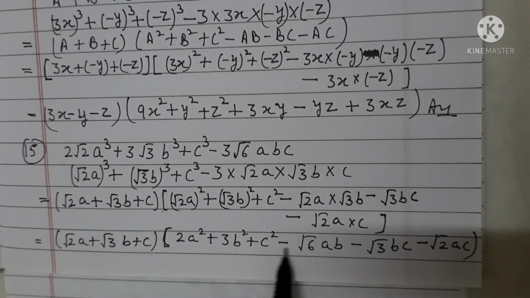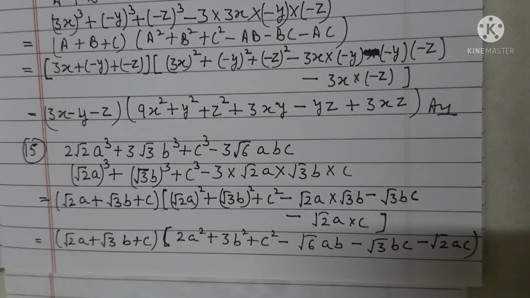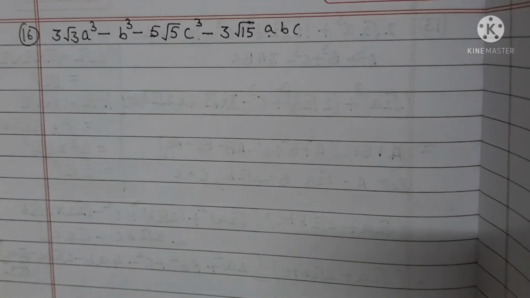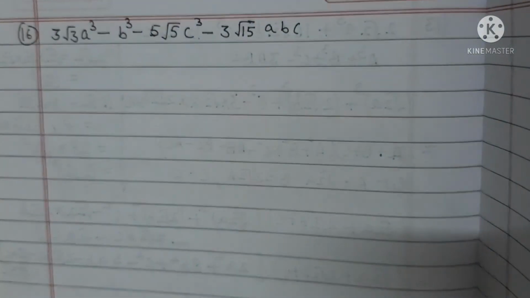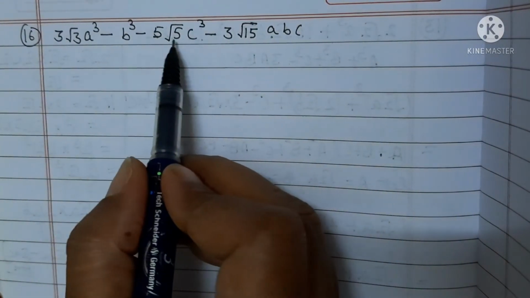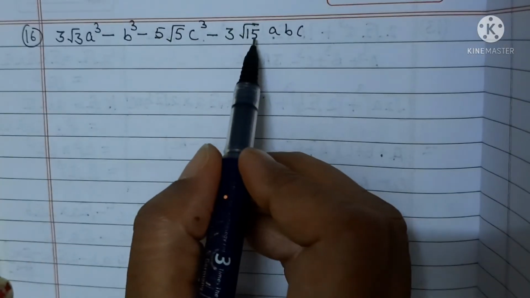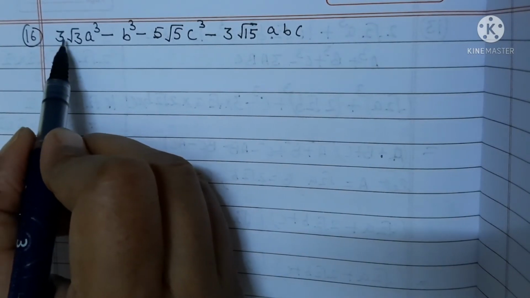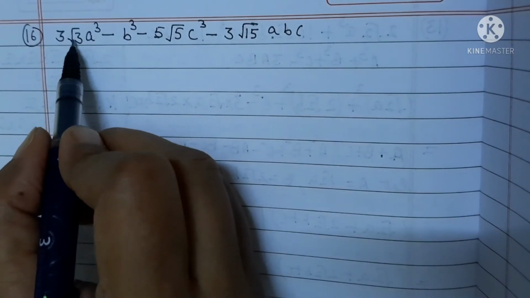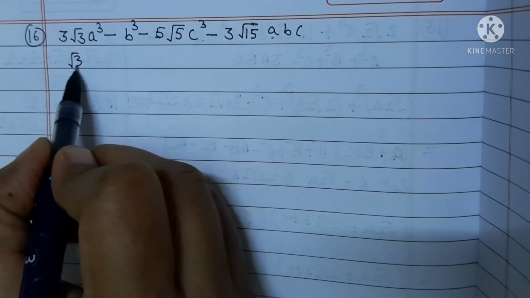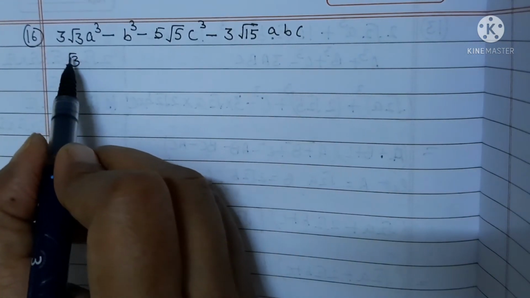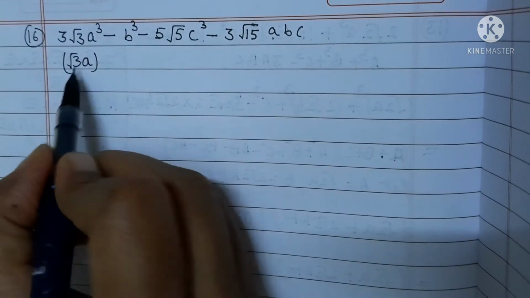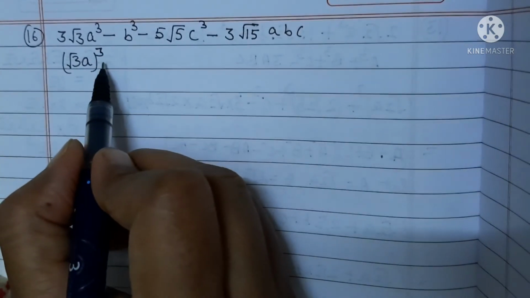Now see the answer. Next question 16. Question number 16: 3√3 a³ − b³ − 5√5 c³ − 3√15 abc. So 3√3 means √3 into √3 into √3, which becomes (√3)³. So you can make it in the form of a cube, (√3 a)³.